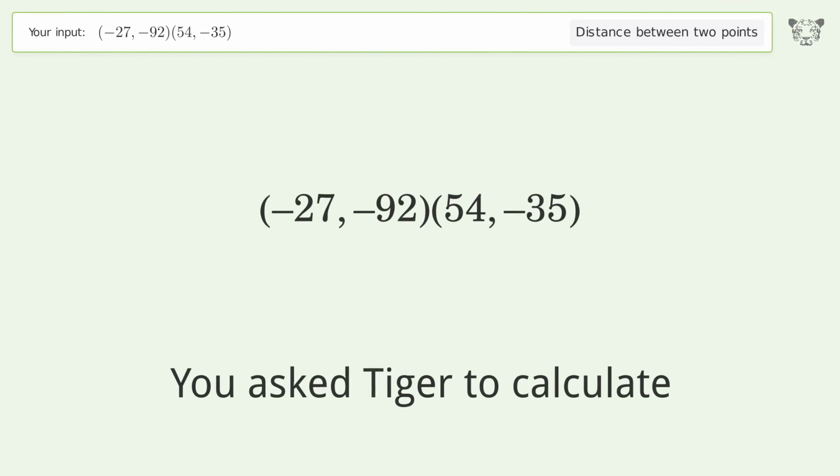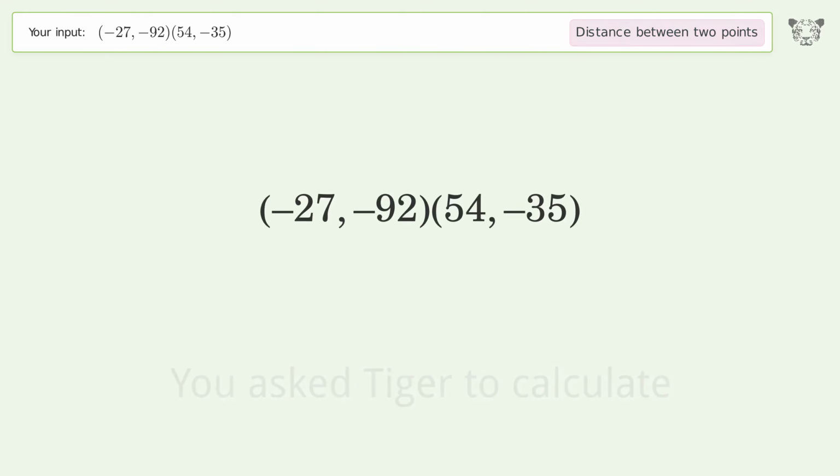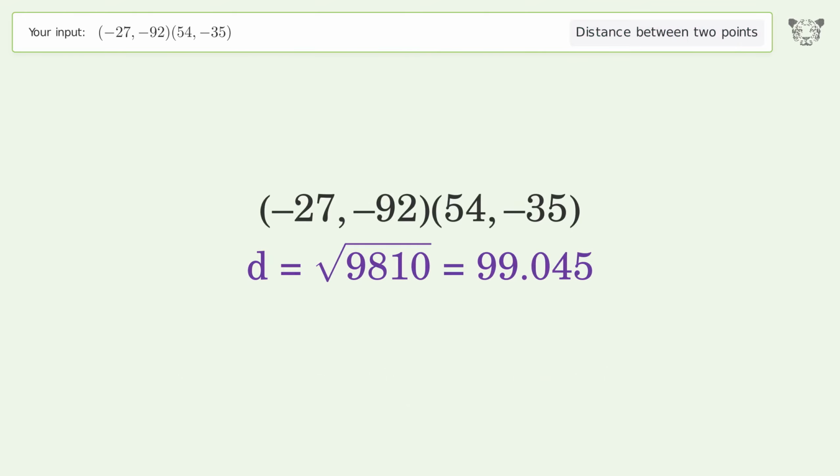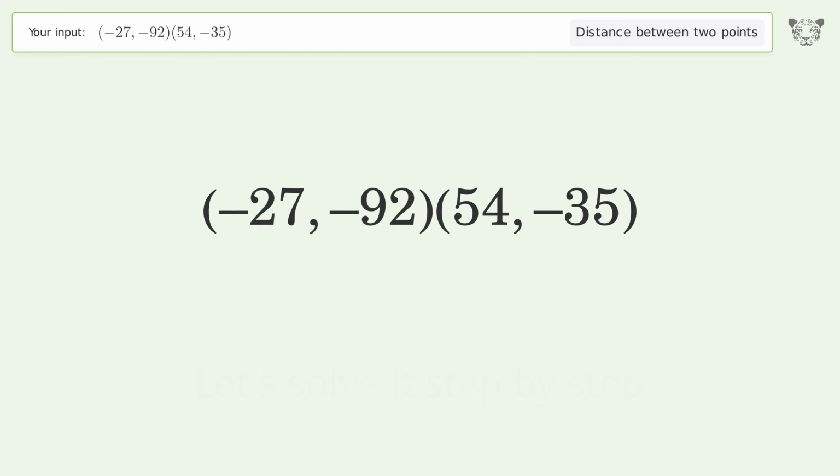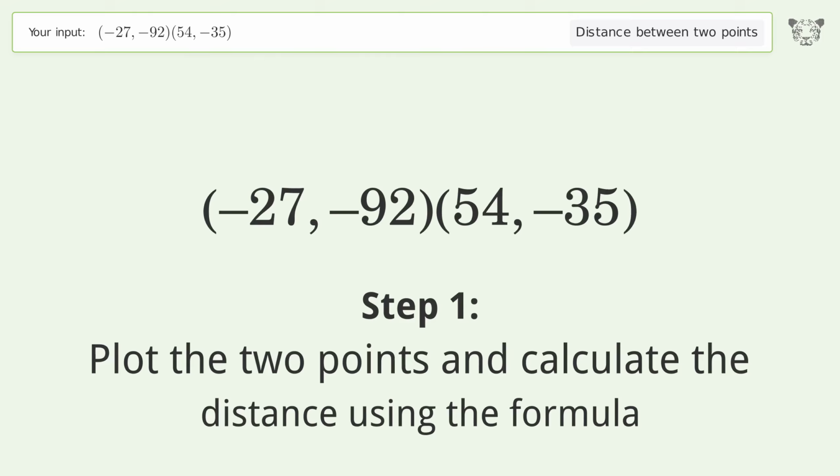You ask Tiger to calculate. This deals with the distance between 2 points. The distance between the 2 points is the square root of 9,810 or 99.045. Let's solve it step by step. Plot the 2 points and calculate the distance using the formula.